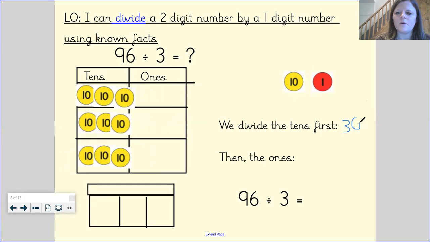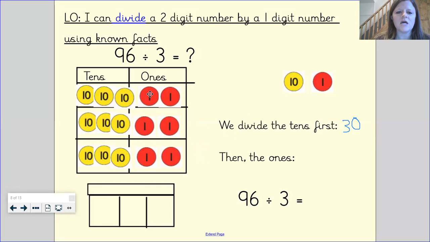Then we need to divide the ones. So we've got 6 ones divided by 3. 1, 2, 3, divided into my 3 groups. And then I keep going because I've got 6. There we are, I've got 6 and I've shared them into my 3 rows, my 3 groups. And you can see that I've got 2 in each group, in each row. So 6 divided by 3 is 2.